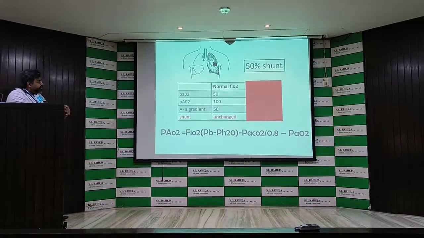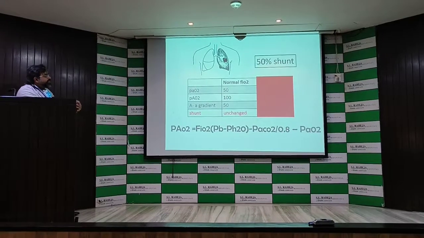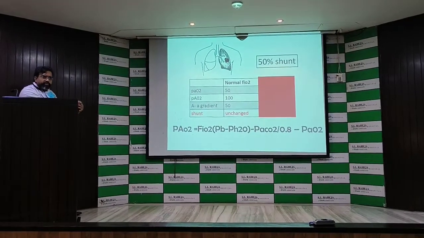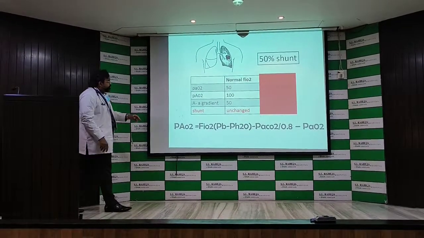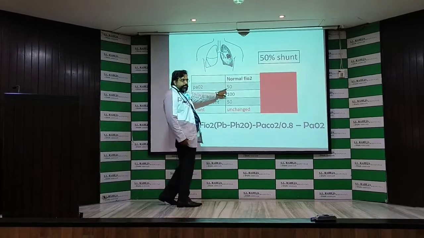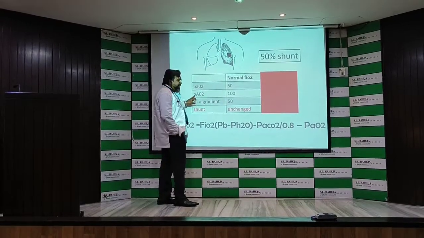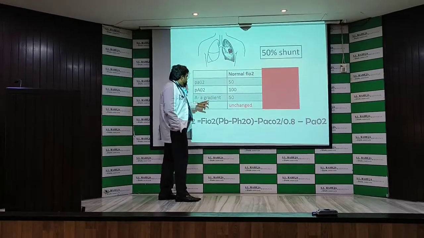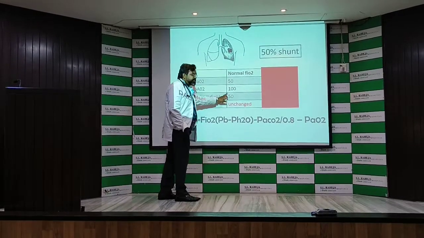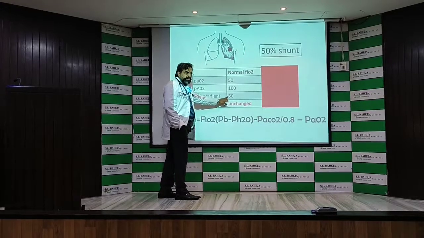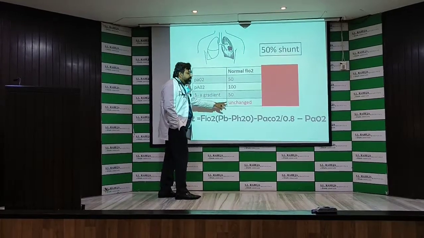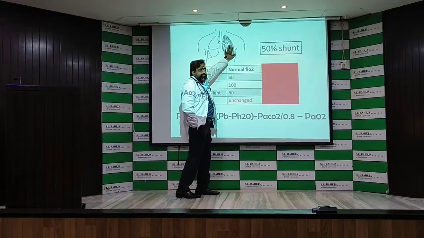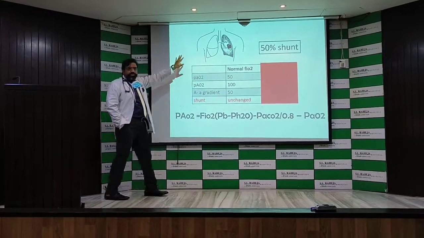What about shunt? Okay, PaO2, say this patient is a normal person. If it's normal, his PaO2 is 50, for example. His capital AO2 is 100. A gradient is 100 minus 50, which is 50. That is what it is. Shunt is unchanged. Now let me introduce a shunt over here.